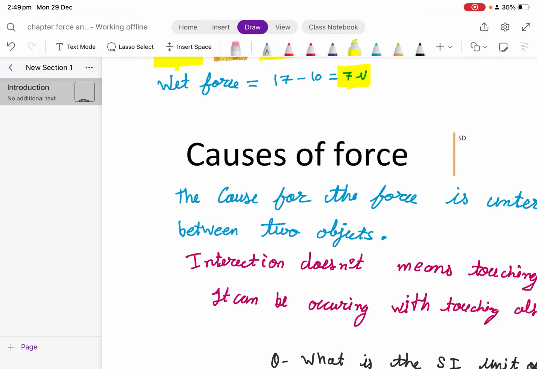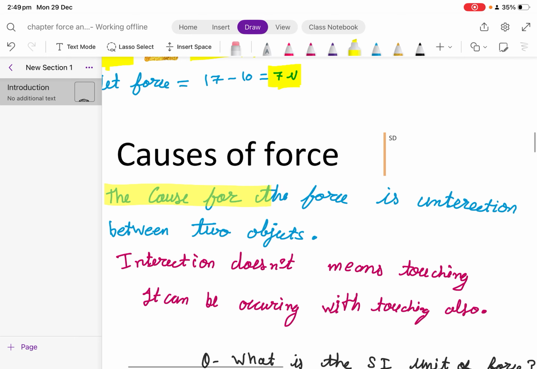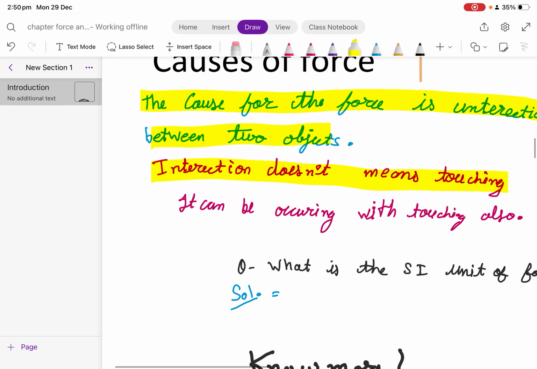Okay, now we'll discuss the causes of force. The cause of force is interaction between two objects. Interaction doesn't mean touching each other, it can occur without touching also. Like gravity, I know I'll explain gravity later in the video, but here you understand it like this.